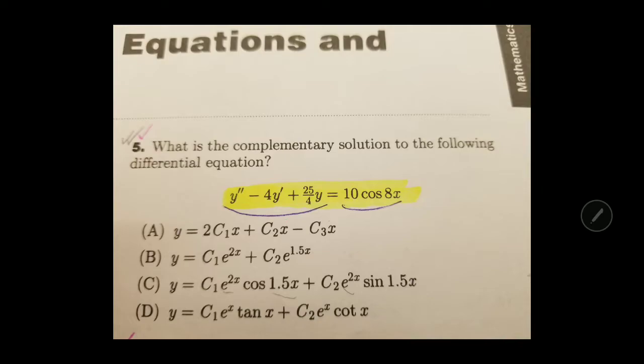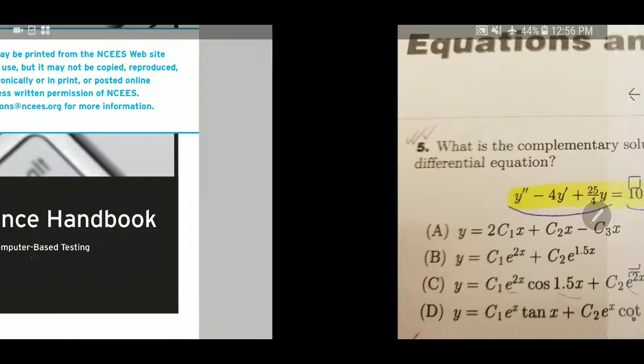The question was asking: what is the complementary solution to the following differential equation? The key word here is complementary solution. They're not asking you for the general solution. The complementary solution is the solution for the homogeneous differential equation, basically the left side of the equation. So you want to ignore the right side. Don't worry about it, it's not going to affect the solution. I'm going to show you how to do it.